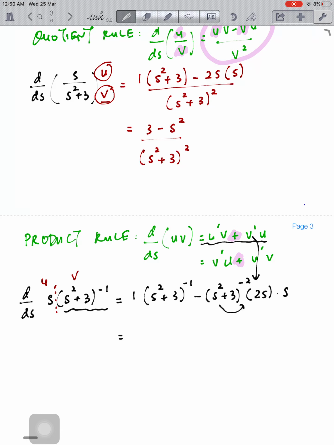So if I were to simplify this, I will end up with 1 over s squared plus 3, minus 2s squared over s squared plus 3 to the power of 2.